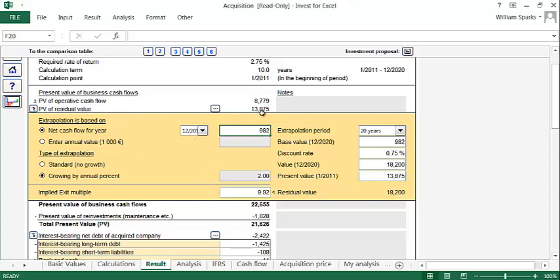Or if you don't want to base it on a specific year, or you want to base it on a specific number, then you can choose enter annual value and enter value. To the left, instead of net cash flow for a year, you select enter. And then let's say you enter 1,000. 1 million is a typical year.